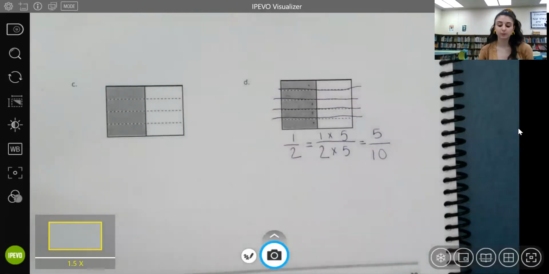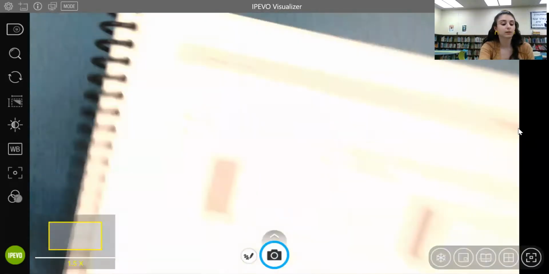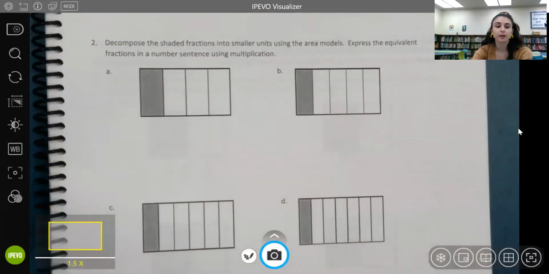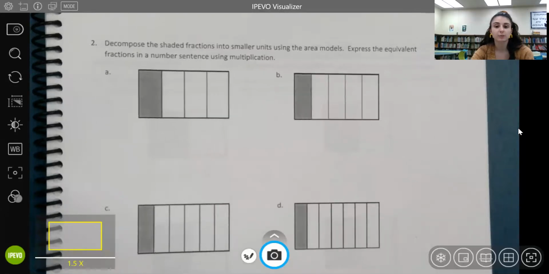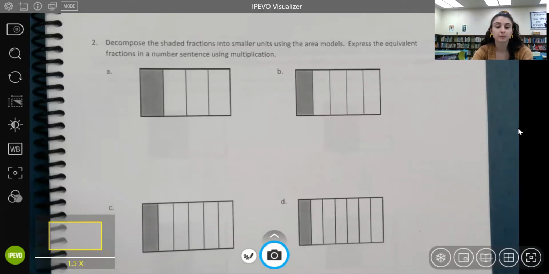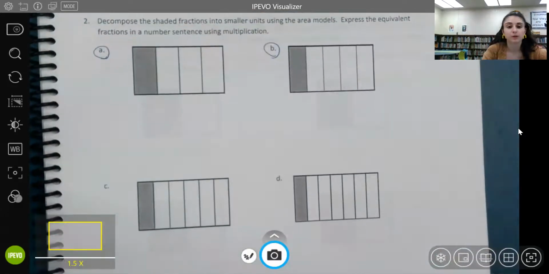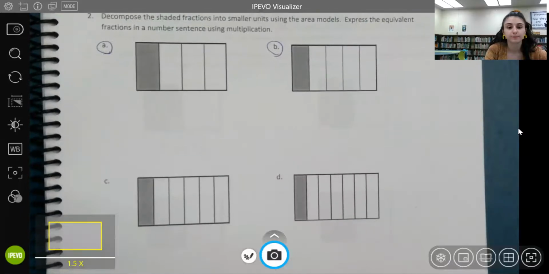Once we have that done, we are going to turn to page 31, right on the next page. Now we're decomposing the shaded fractions into smaller units using the area models. Express the equivalent fractions in a number sentence using multiplication. First, I'm going to circle the 2 problems we're doing. We're going to do A and B.